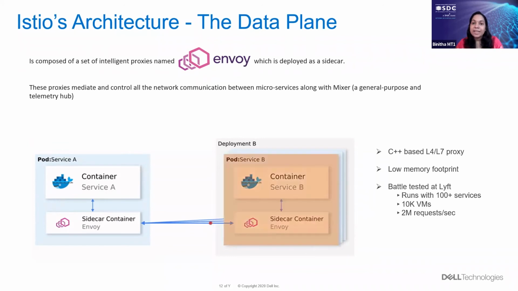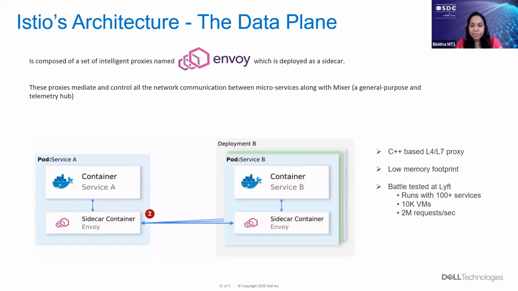Now, Envoy is again a third-party open source tool, but the majority of the features which Istio provides come from these Envoy proxies. And to tell about the perks of Envoy proxies, this is a C++ based L4 L7 proxy. It has a very low memory footprint. It is battle tested at Lyft, where it runs with 100 plus services. It can run on 10K VMs at the same time, and it can address 2 million requests per second. And as I said, this is an open source third-party tool.